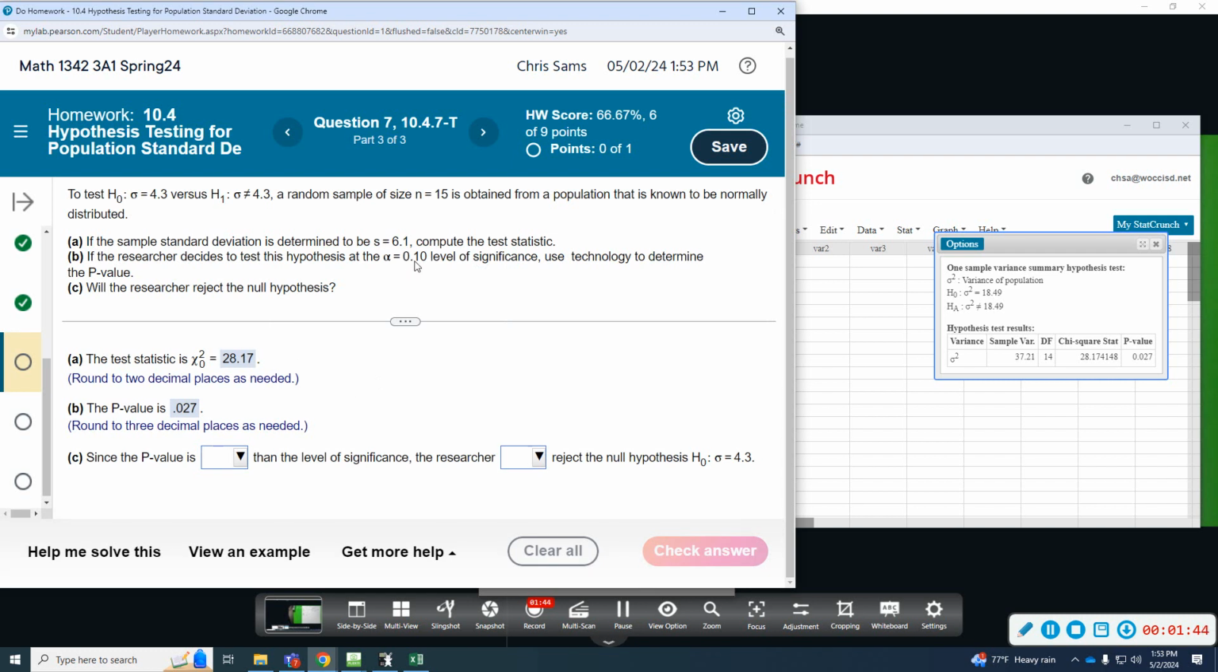At the 10% level of significance, P is less than alpha. It's 2%. This is 10. We will reject the null. So P is less than the level of significance. We will reject the null.